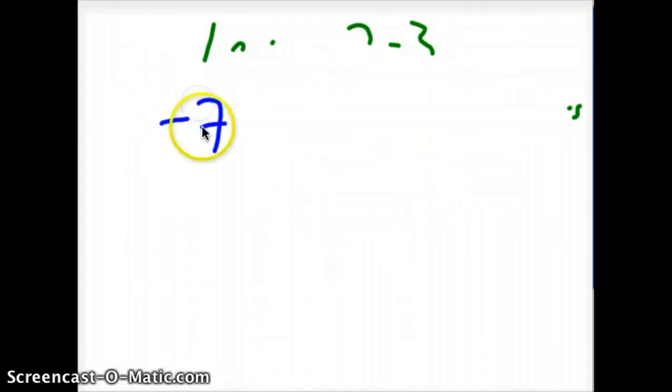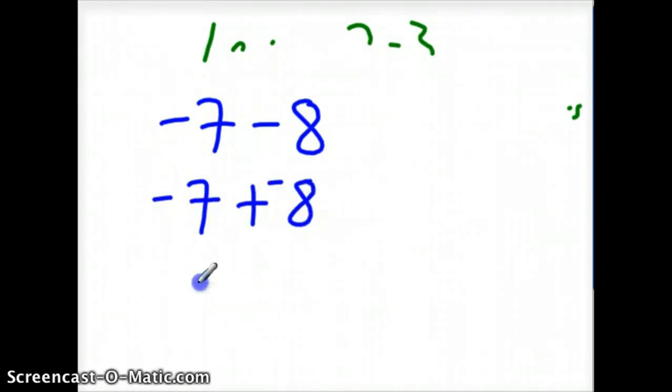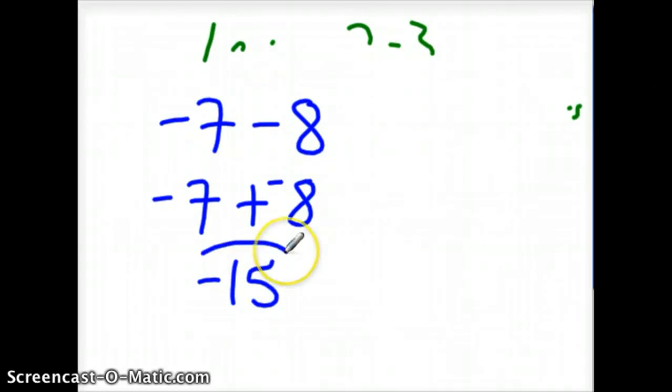Try negative 7 minus 8. What would that look like if it were an addition problem? Negative 7 plus negative 8, which would make negative 15. So negative 7 minus 8 is negative 15. Please try the got it's at the bottom of page 63 in your book, problems 1A and 1B.